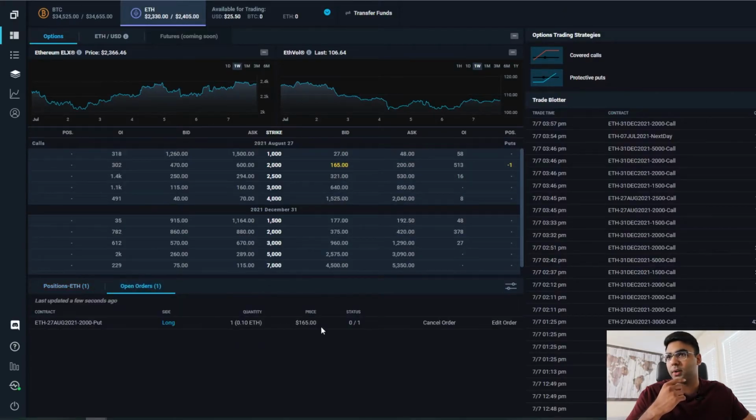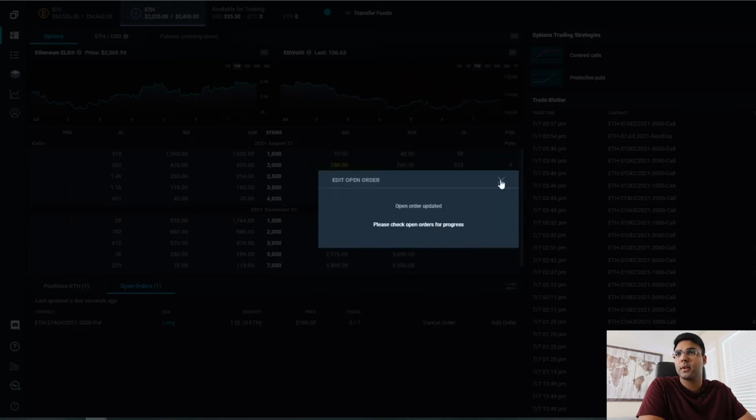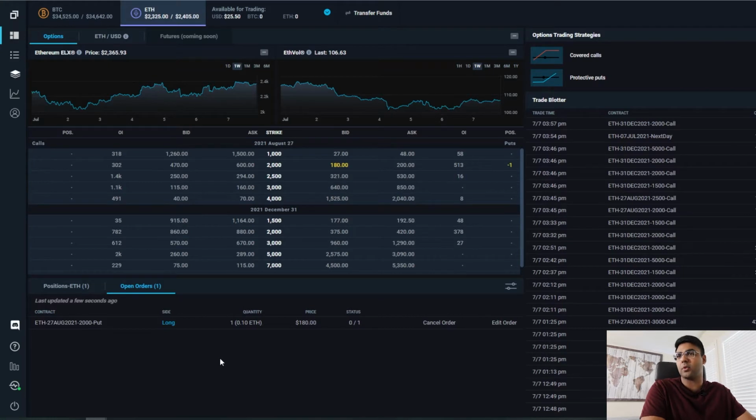So we have open order. So here I'm buying, we're going long, basically buying to close. So 0 of 1, 165, and the bid ask is 165 to 200. So let me change that to closer to a mid price, which is going to look like around 17 and a half bucks. So basically if I say 185, let's say 180. So edit, let me do the same one contract, 180, and then save edit. Okay. So now we got an open order.